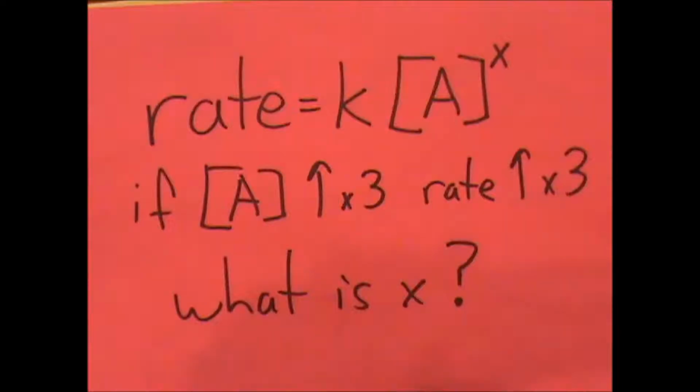X is 1 because you see that increasing the concentration of A by 3 increases the rate by 3 as well. And so therefore the exponent attached to A must be 1, usually 0, 1, or 2.